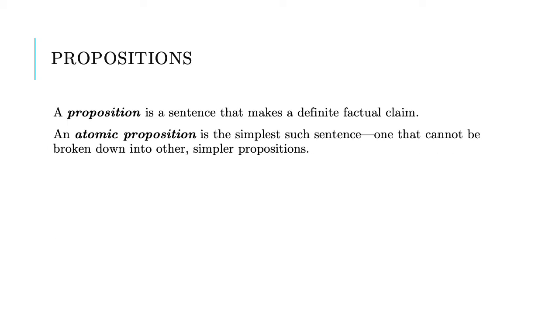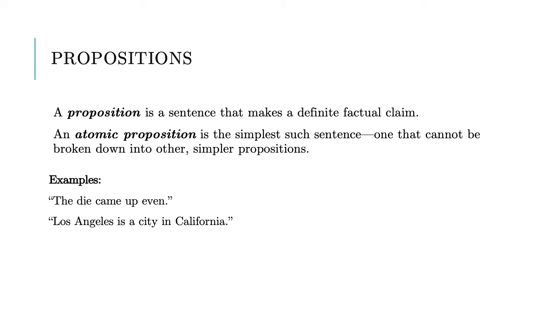The basic unit of analysis of propositional logic is the proposition, where a proposition is a sentence that makes a definite factual claim. An atomic proposition is the simplest such sentence, one that cannot be broken down further into other simpler propositions. Examples of atomic propositions include: the die came up even. Los Angeles is a city in California. The atomic mass of carbon is 12 daltons.